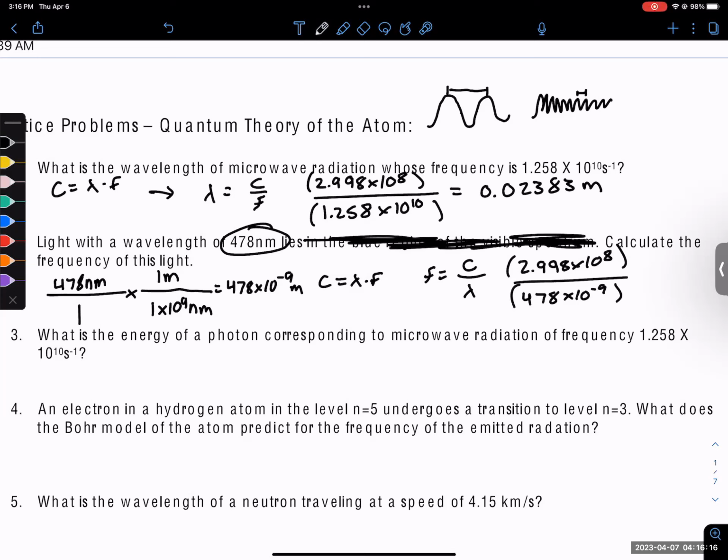And if we put that into our calculator, let's see, 478 times 10 to the minus 9, we should get, let's see. So the wavelength is pretty small. Do we expect a large frequency or a small frequency?